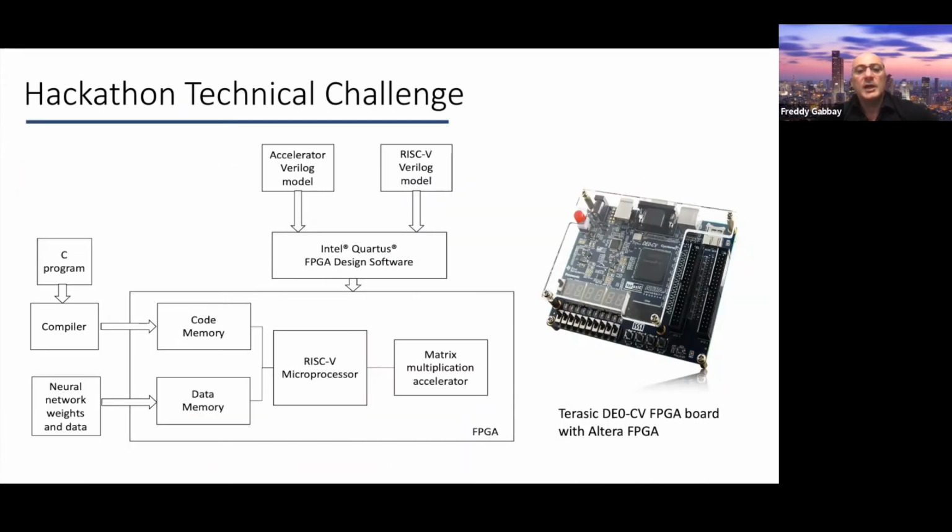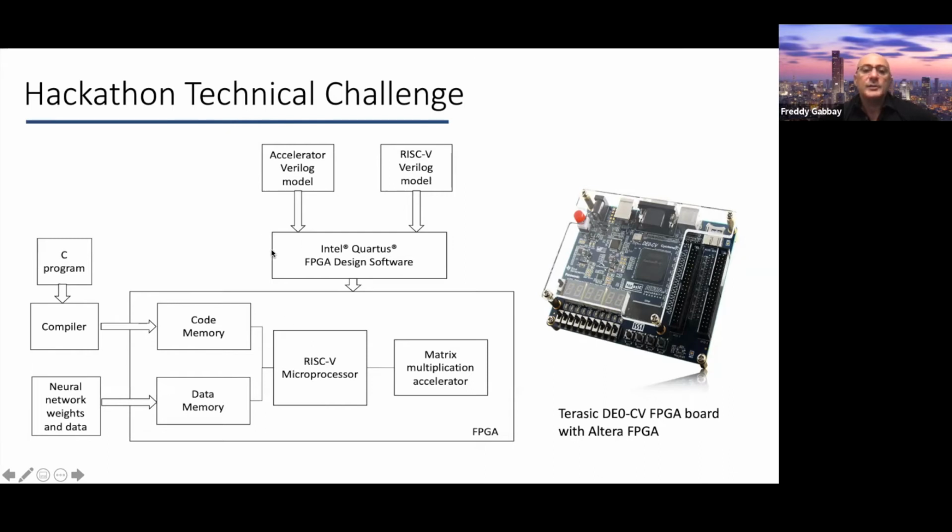Moving to the hackathon technical challenge, the hackathon was based on an FPGA board, which was distributed to every team that participated in the hackathon. The board was a Terasic DE0-CV FPGA board with an Altera FPGA. The development platform used by the hackathon participants was based on Intel Quartus FPGA design software, where for this platform, all participants got a RISC-V Verilog model of a RISC-V microprocessor, which was prepared prior to the hackathon event. And they were required to develop an accelerator model, which was embedded with the RISC-V microprocessor.